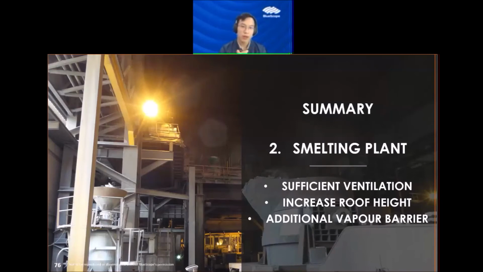On the second topic of the smelting plant, we covered three types of solution. The first one is having a sufficient amount of ventilation. How sufficient is sufficient depends on your building design, to ensure that the temperature internally does not go too high near the roof, hence preventing condensation. A second one is to increase the roof height. This will achieve the same effect as increasing the ventilation: it reduces the internal air temperature. And the last one is an additional vapor barrier to be installed underneath the roof, or sometimes even underneath the steel structure.